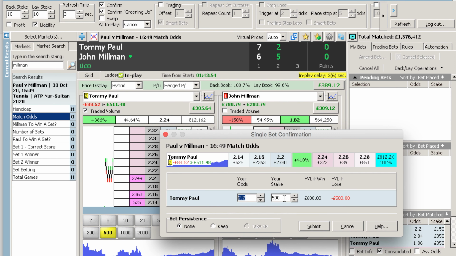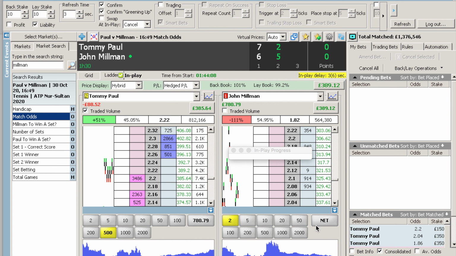Now, having second thoughts about this, I'm going to put another £150 back stake on to lock in more profit. Just really further analysis on the charts. I can't really see the price going much higher than this if, or when, inevitably, hopefully, Millman takes this second set.